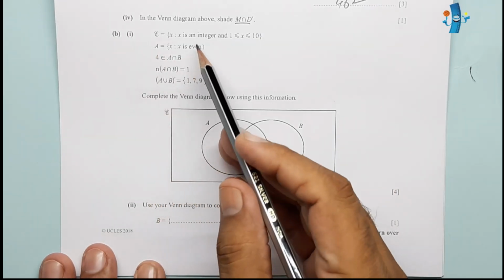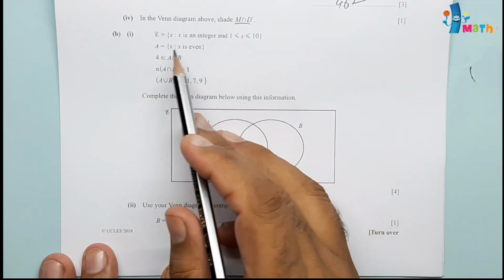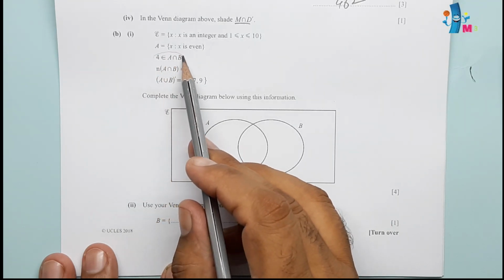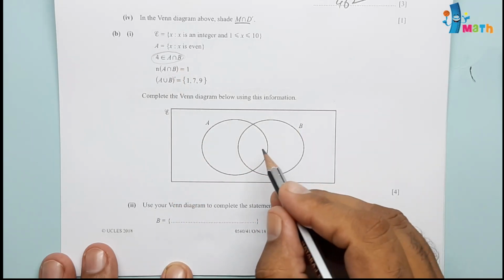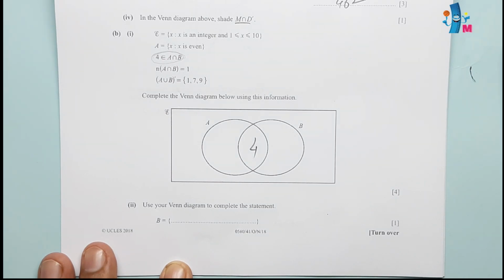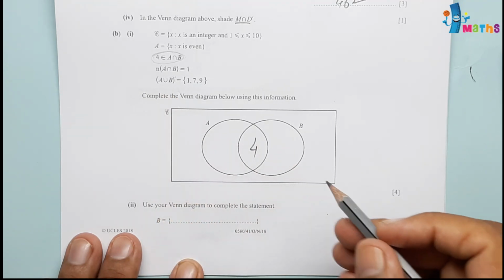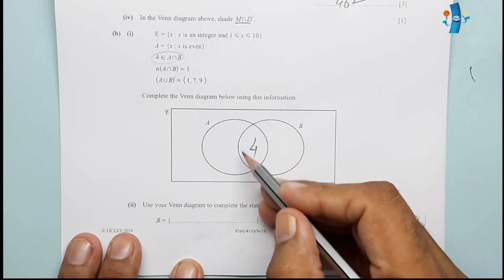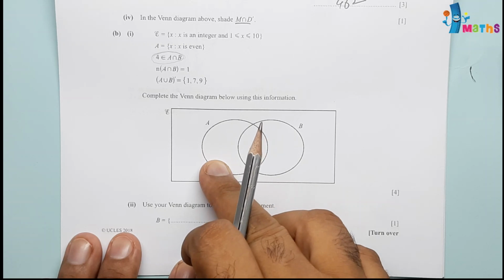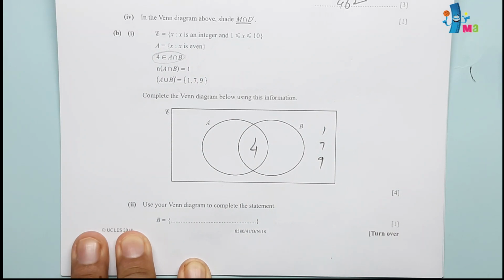For B part, this detail is given. So universal set is from 1 to 10, and the information given is this. We will focus on this first. 4 belongs to A intersection B. So A intersection B is this area, so 4 is here. Then they are saying A union B complement. A union B complement will be outside the area, this outer area. So 1, 7, 9 will be in this outside area.